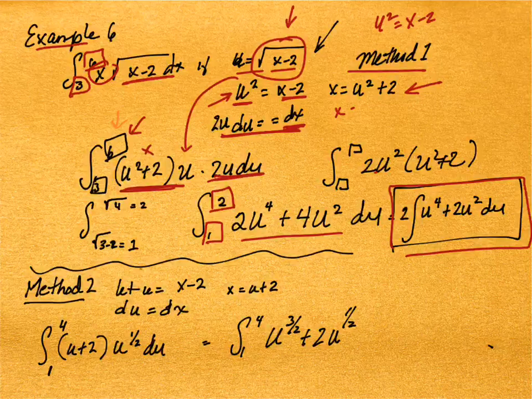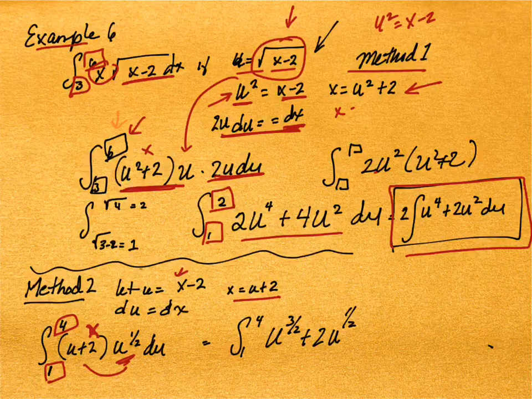Alexa, stop. So I have to change these limits again. Now, these don't change the same way if I made u x minus 2. It would be 6 minus 2, which is 4, and 3 minus 2, which is 1. And I made x equal u plus 2, so that was my x. And then this was the square root of x minus 2, which I made u to the 1/2. They don't want us to solve it. It would be 1 to 4, and then multiply that through: u to the 3/2 plus 2u to the 1/2. So that was example 6. I'll stop there.